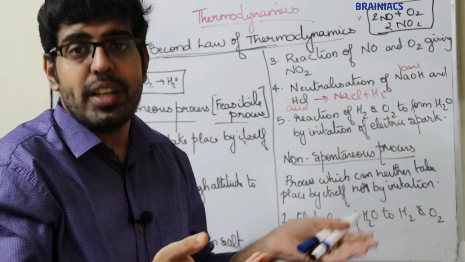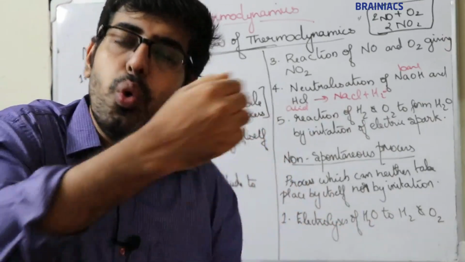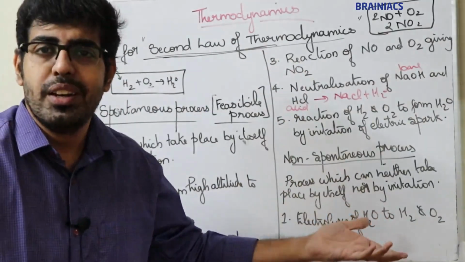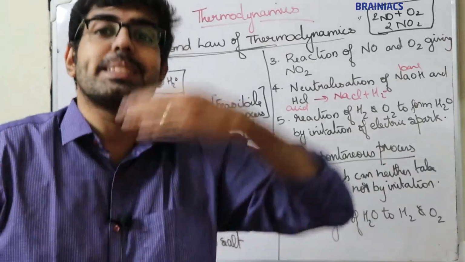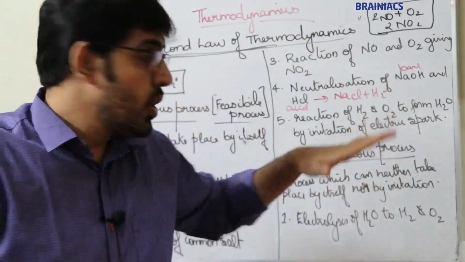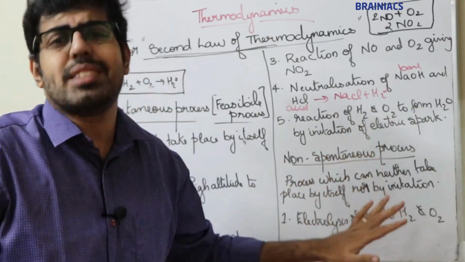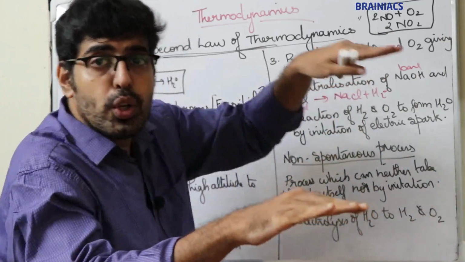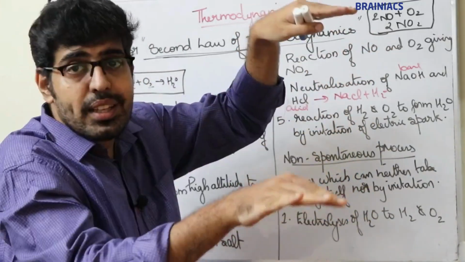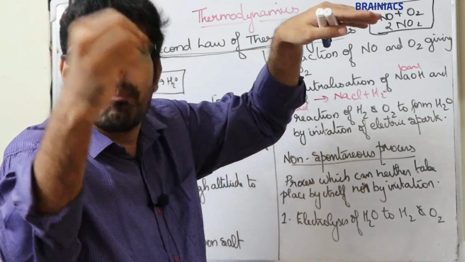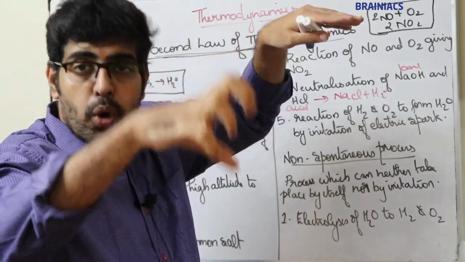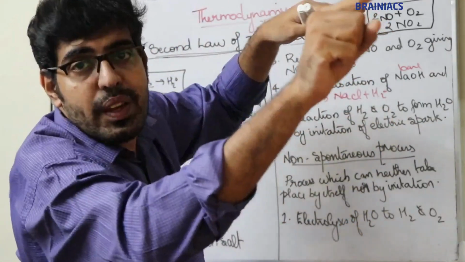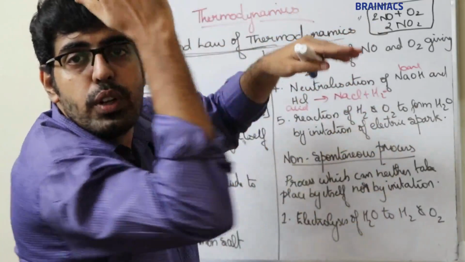So this is not a spontaneous process. We are supplying external energy to make that process possible. So a process which cannot occur by itself is known as a non-spontaneous process. Flow of water from low altitude to high altitude is non-spontaneous because we have to supply electric energy. The motor will pump water from low altitude to high altitude, and when you switch off the motor, the flow of water will stop.